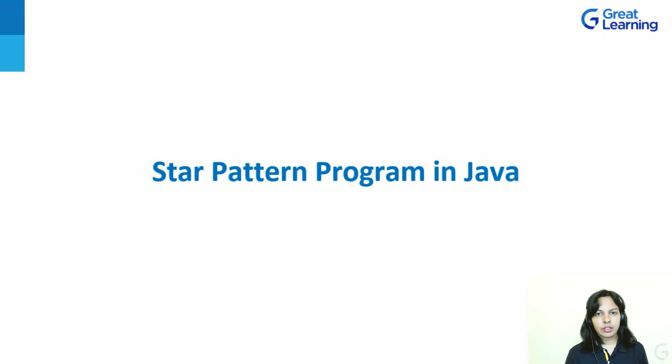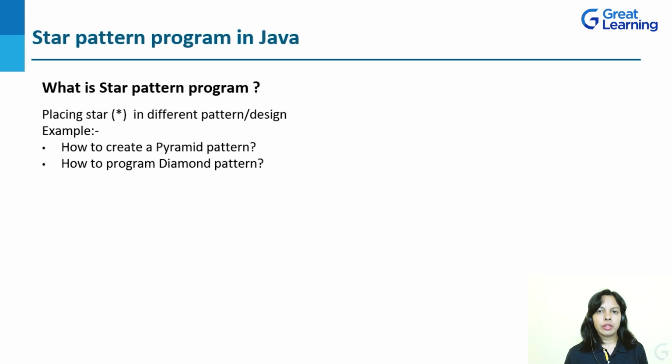Now let's talk about the star pattern program in Java. So what is a star pattern program? Again the same thing, it's like drawing a pattern, but this time the character is a star. Different ways you can draw a pattern using stars is nothing but a star pattern program. For example, pyramid pattern, diamond pattern, sandglass pattern. These are the names given to some of the fixed styles or fixed ways of drawing these star characters. There can be other patterns as well.